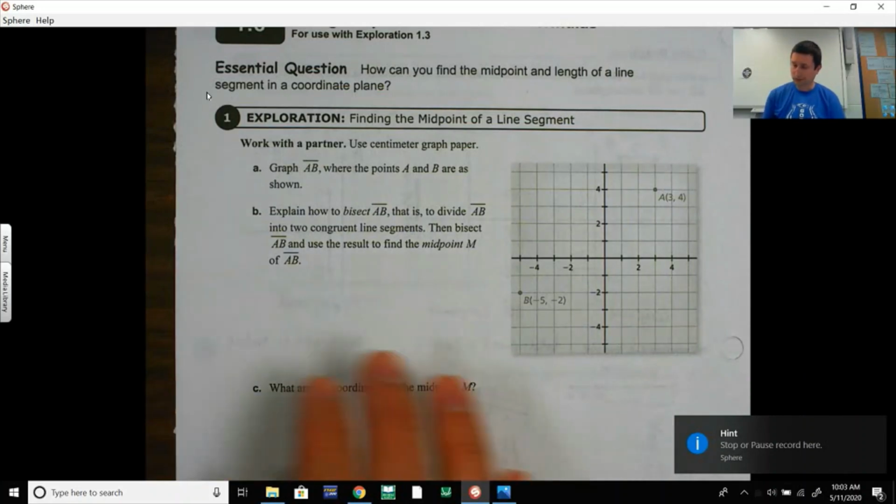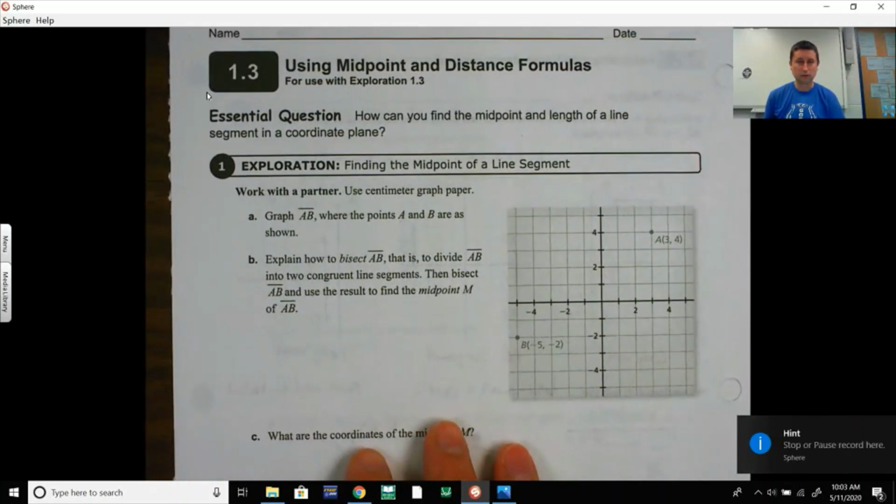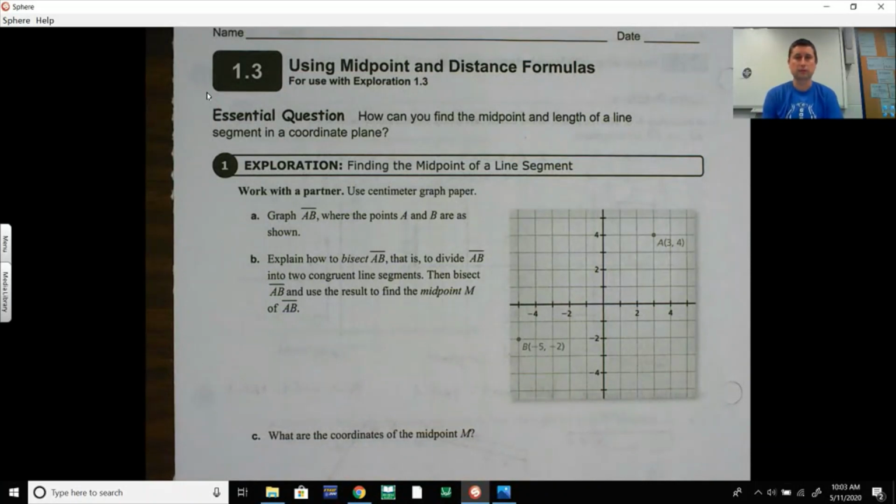Hello, geometry. This is 1.3. We get to have two main formulas today that we will use throughout the year, the midpoint and distance formulas.